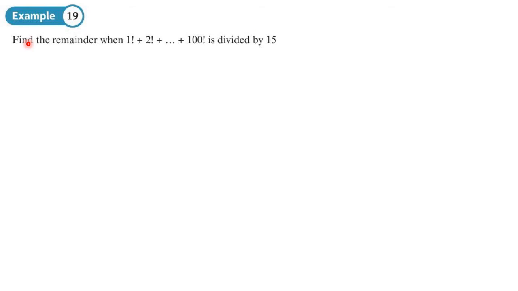Okay, so in this question it says find the remainder when the sum of all these factorials from 1 factorial to 100 factorial is divided by 15. So whenever you see the words remainder divided by something, it tells you mod. So this question is going to be in mod 15. So let's start by writing out what the sum of these factorials is, because we haven't got a formula where we can simplify it. So we're going to have to write them down.